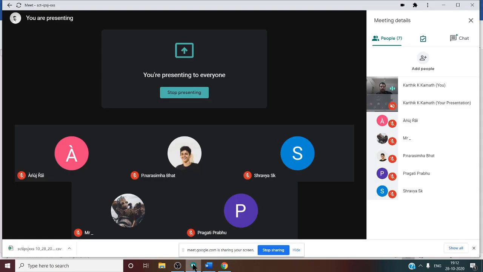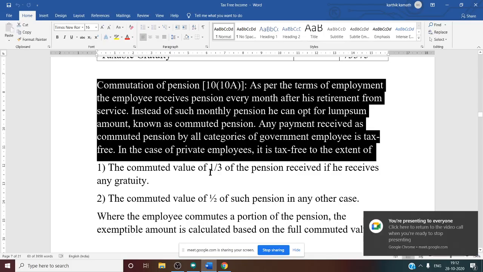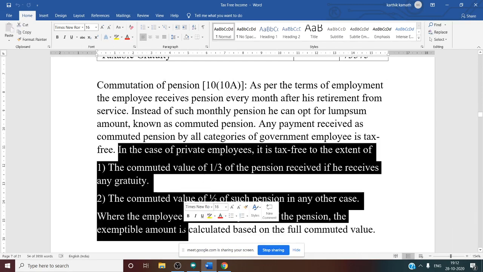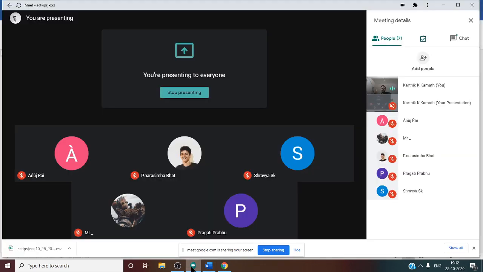So it is similar to gratuity. In gratuity also, for a government employee there is no tax. But what about a non-government employee? For a non-government employee there are certain rules. For gratuity, the least of the three conditions is exempt. Same thing here, certain conditions are given. In the case of a private employee, it is tax free to the extent of the following. In the case of commuted pension there are two cases: when the non-government employee receives gratuity, and when he does not receive gratuity.